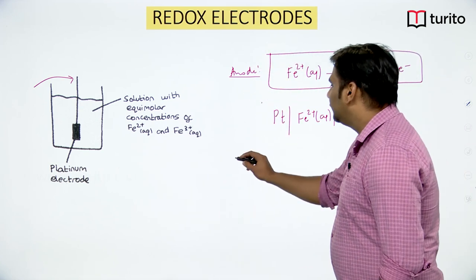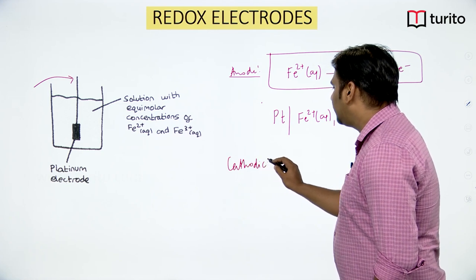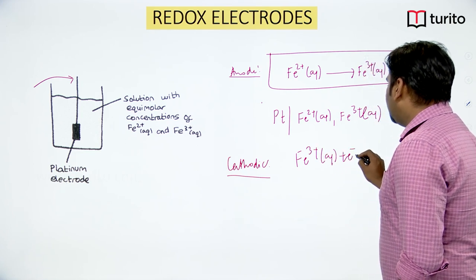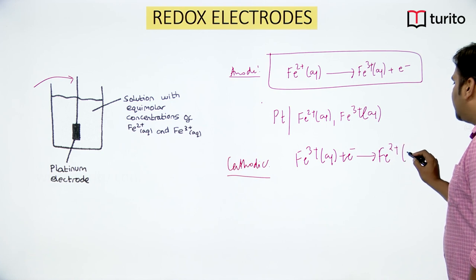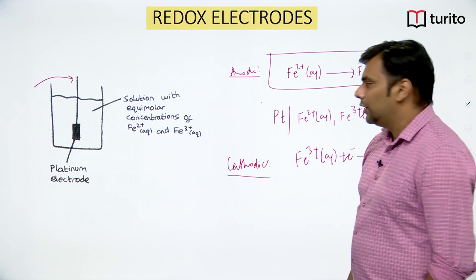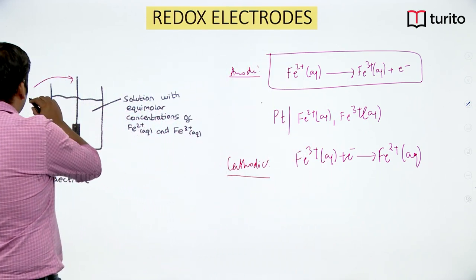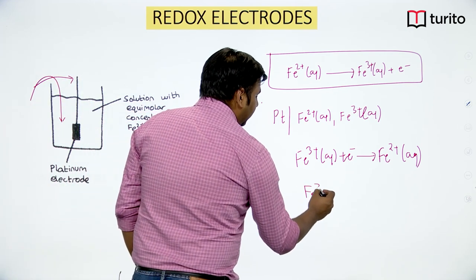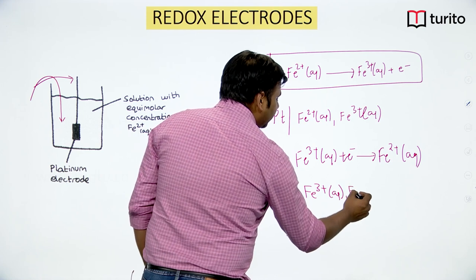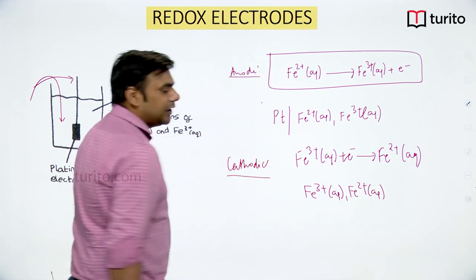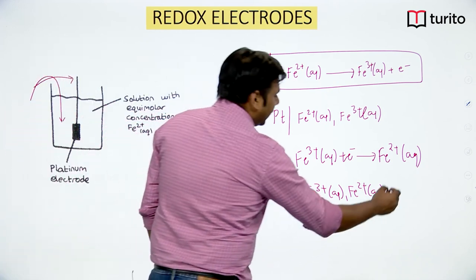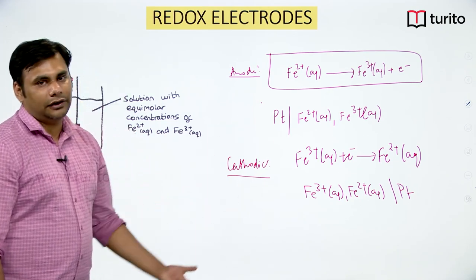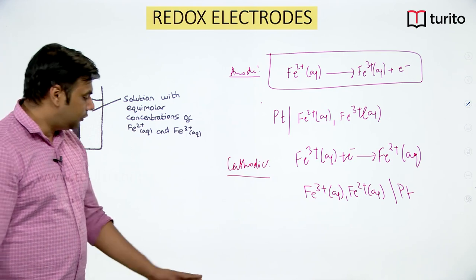And if you look at the cathodic half, reduction would be happening. So iron 3 plus is taking up the electron and changing into iron 2 plus. If it is acting as a cathode, we'll enter into this through the salt bridge. So we'll write iron 3 plus, iron 2 plus first, and because they are in the same phase, they are just separated by a comma and not by a bar. Then we'll take the platinum. We can write the EMF of the half cell also using the Nernst equation. I hope this is clear to you.